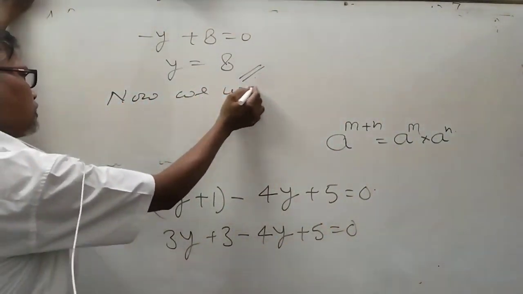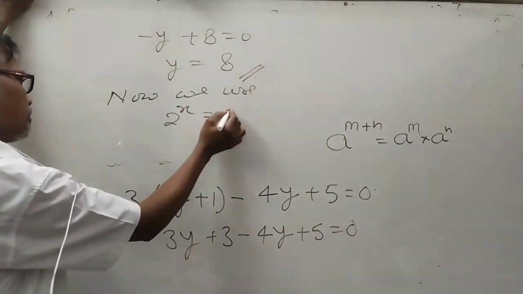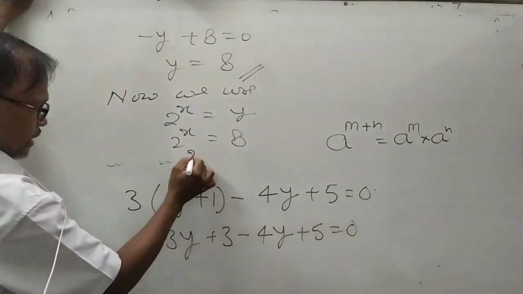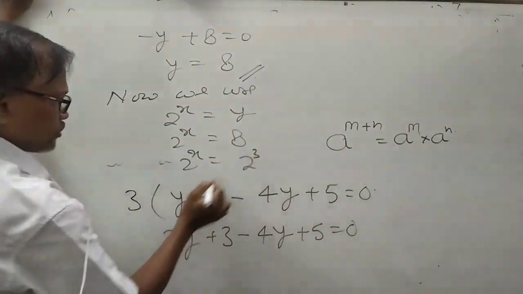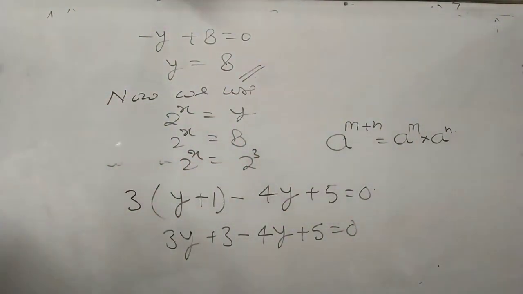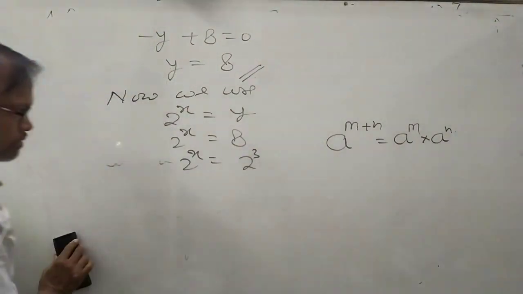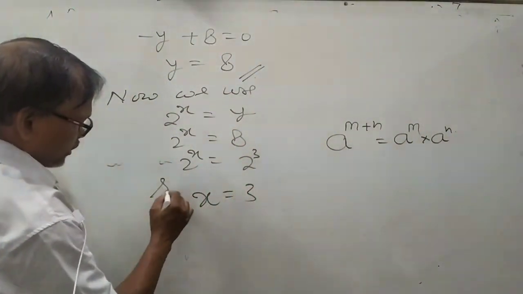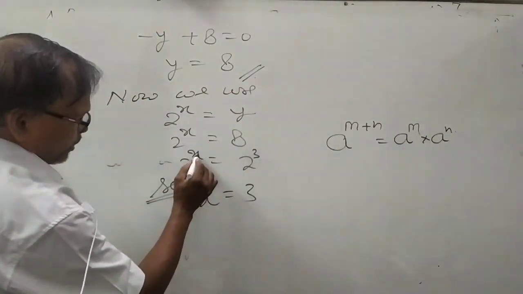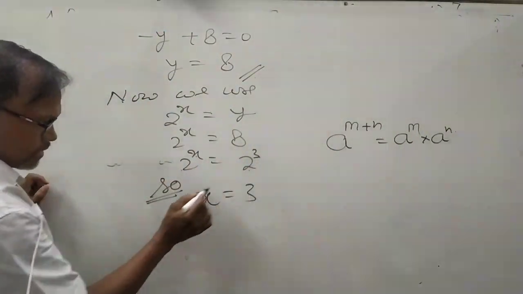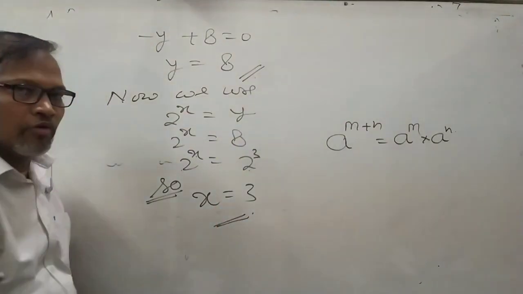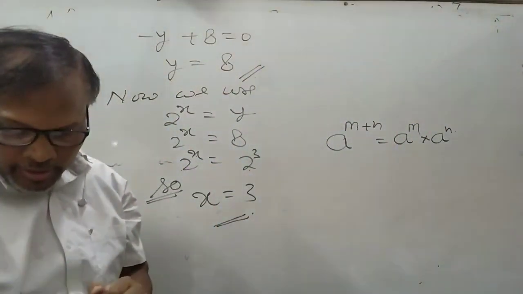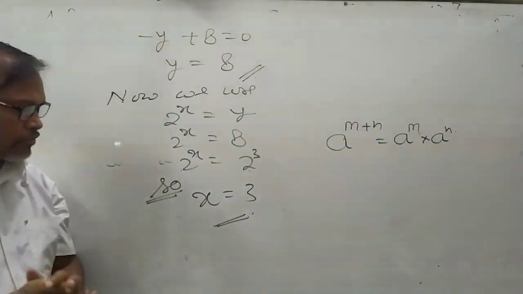And 8 you can write as 2 cube. It means x is equal to 3, after comparing powers, as powers are equal if bases are equal. This is the value of x. So by this way you can get the solution or value of x.